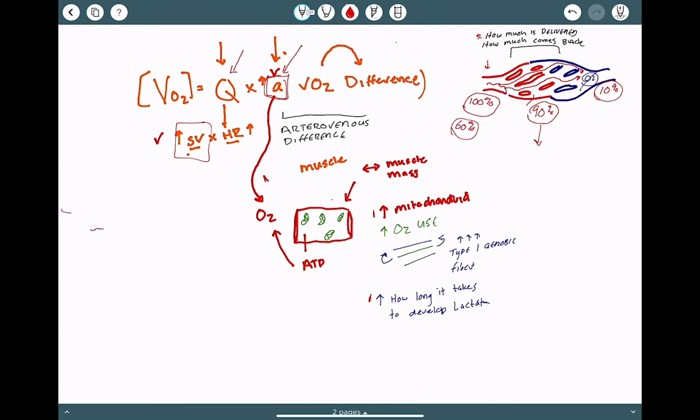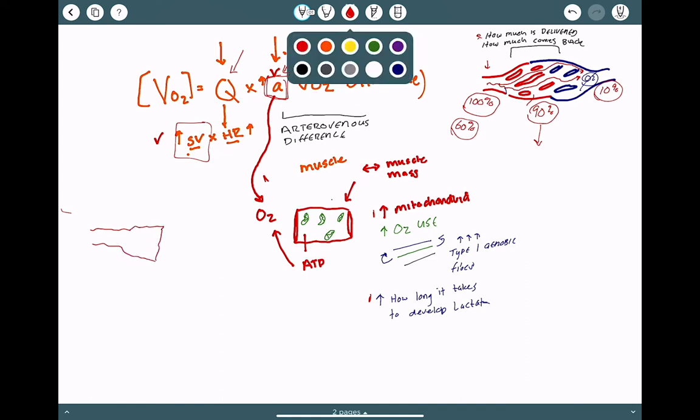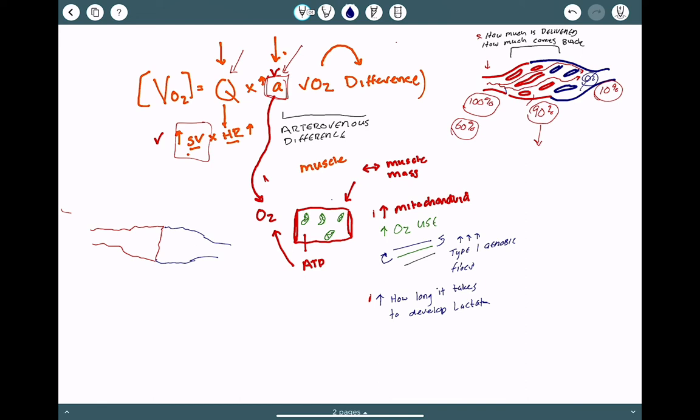So here's a capillary, right? And here's the oxygenated side, right? And then over here is the deoxygenated side, right? And that would be the venous. So this is the venous, right? And this is the arterial, right? And that's what this is referring to. Follow my pen. AVO2 difference. What is the difference between oxygen here on the arterial and here on the venous?